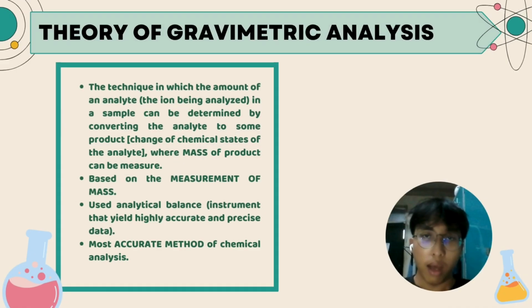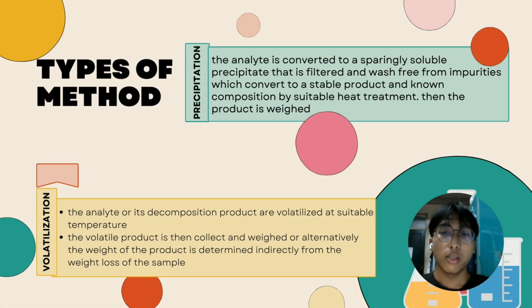in food. Hi, now I will explain the theory of gravimetric analysis. It is a technique in which the amount of an analyte, the ion being analyzed in a sample, can be determined by converting the analyte to some product, a change of chemical state of the analyte, where the mass of the product can be measured. Based on the measurement of mass, an analytical balance instrument yields highly accurate and precise data, making it the most accurate method of chemical analysis. So there are two types of method.